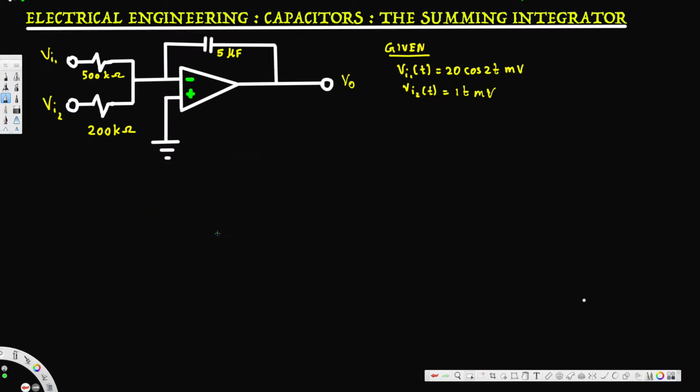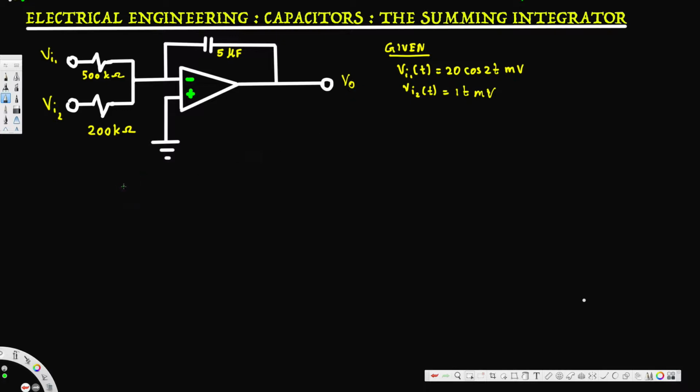In this video we are going to see an example of an integrator circuit. In particular, we are going to see a summing integrator circuit. Here we have a summing integrator circuit with 2 voltage inputs, and also we have the capacitor. We are going to find out this output voltage.